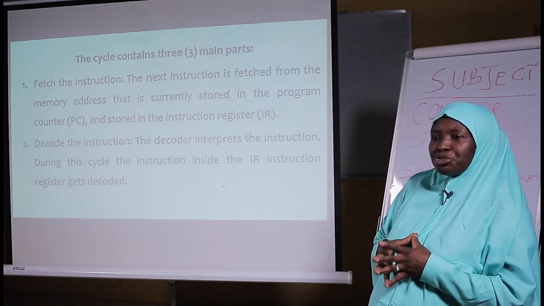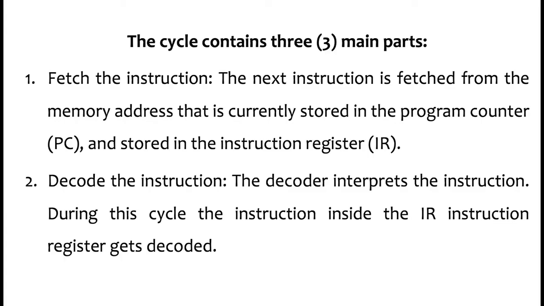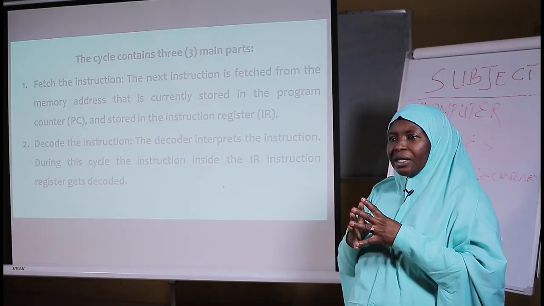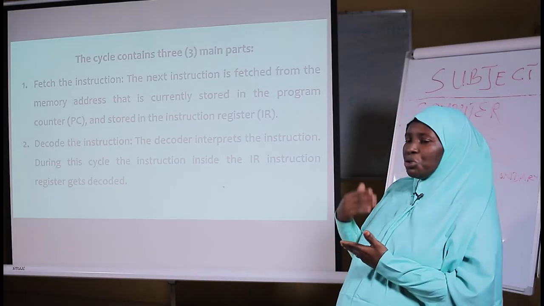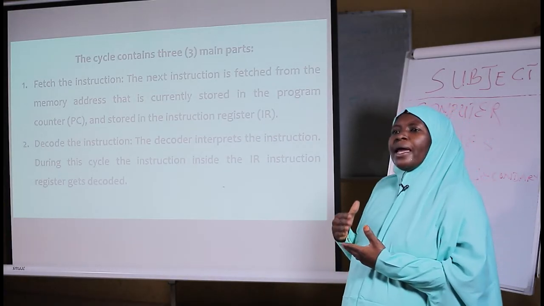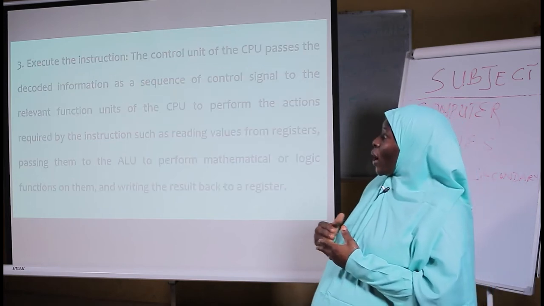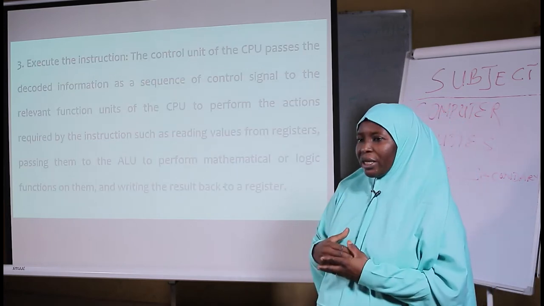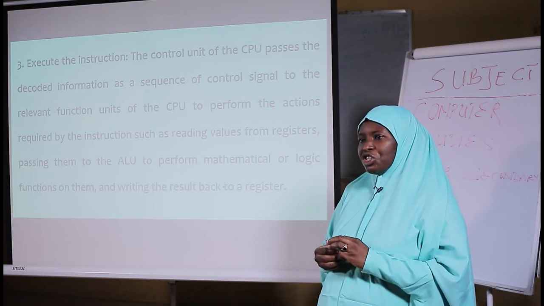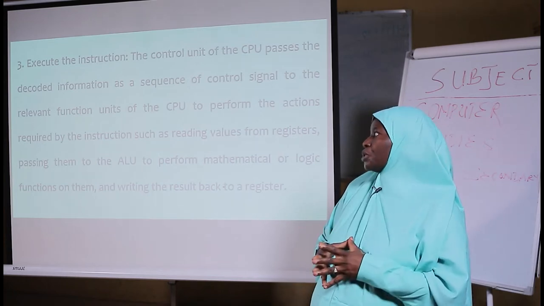After fetching the instruction, we decode. The decoder interprets the instruction. During this cycle, the instruction inside the IR, that is the instruction register, gets decoded. Now, the moment you fetch, you decode. The next step is that we have to execute the instruction. After fetching, we decode, then we execute.